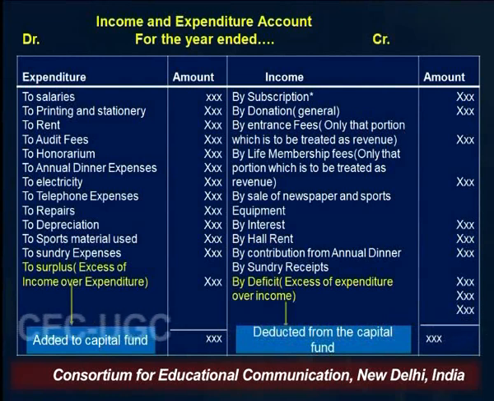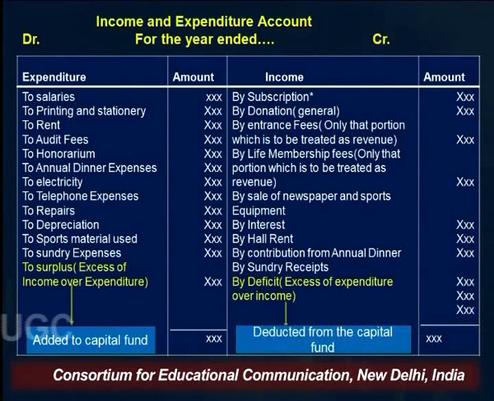Another feature of income and expenditure account is that it records only revenue nature items. Revenue nature items, all those items which are recurring in nature, are to be recorded here. Another feature says that it records only those items which are related to the current year only. Basically, this is prepared on an accrual basis.